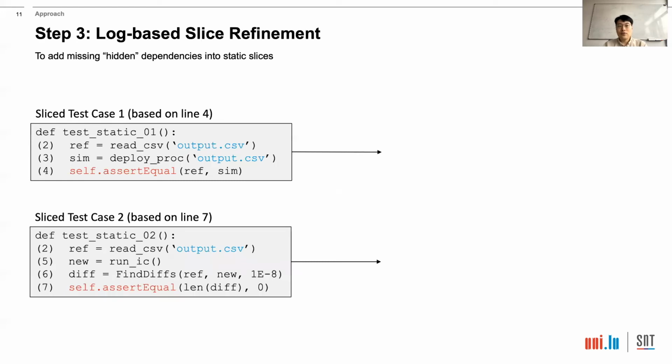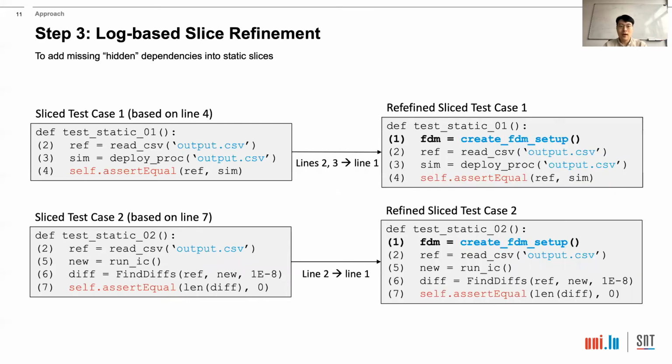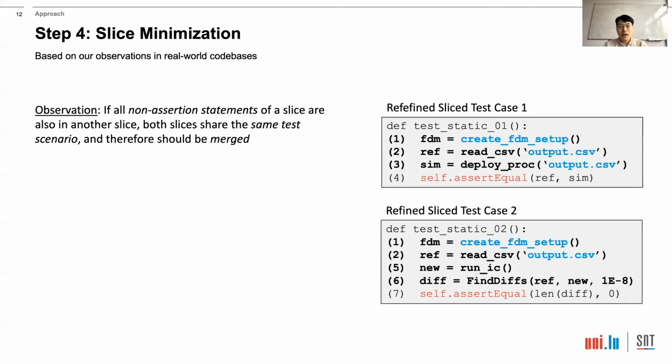After that, we do the log-based slice refinement by using the decomposed test cases and the missing hidden dependency information that is extracted from the global resource uses and deps. By analyzing this, we can add the missing dependency, the missing statement, which is line 1 in both of the cases. So we can actually add them.